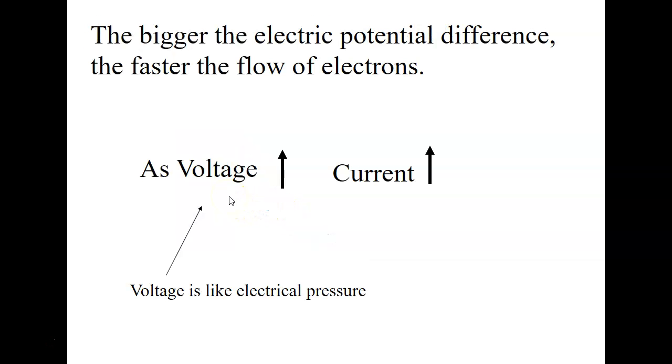The bigger the voltage, instead of the flow rate of water, we're going to have the greater flow rate of electrons. So we're going to have the greater current. As voltage increases, current increases too. So we can think of voltage as an electrical pressure. It's an electrical pressure that pushes electrons around, and it's produced by batteries, among other things.